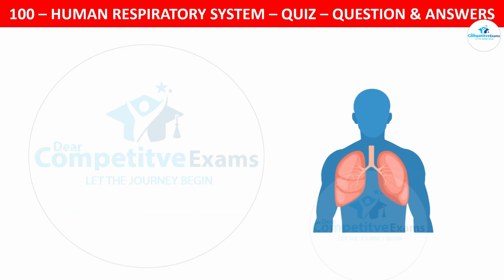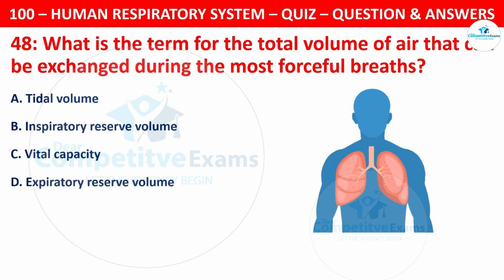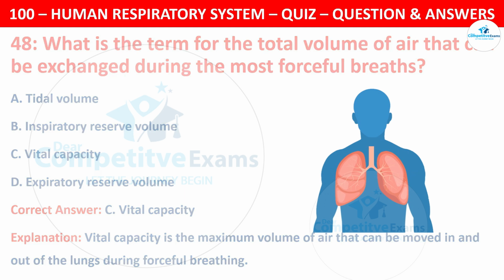Question number 48. What is the term for the total volume of air that can be exchanged during the most forceful breaths? The options are tidal volume, inspiratory reserve volume, vital capacity, or expiratory reserve volume. And the correct answer is C, that is vital capacity. The vital capacity is the maximum volume of air that can be moved in and out of the lungs during forceful breathing.